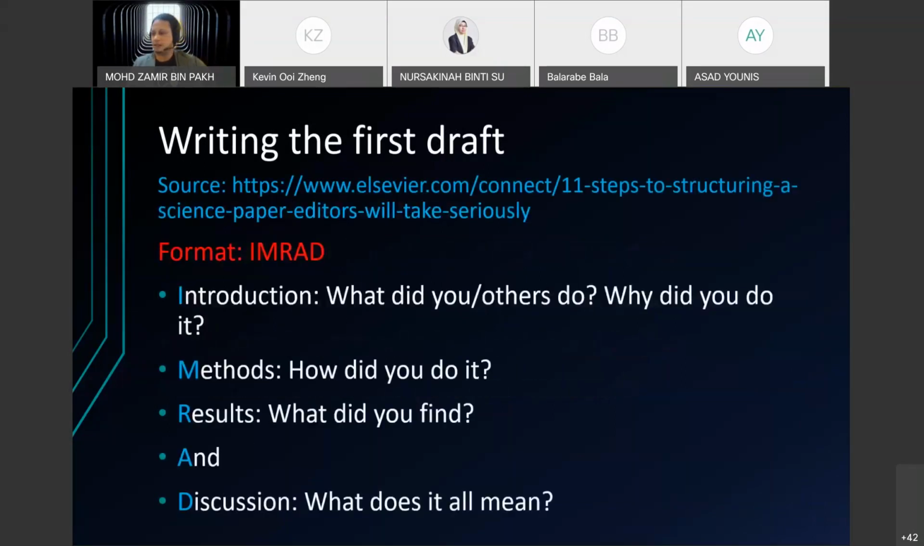This is, I would say, the default format of writing a paper. It's called IMRAD. So introduction, method, results, and discussion. Of course, finally conclusion. Okay.